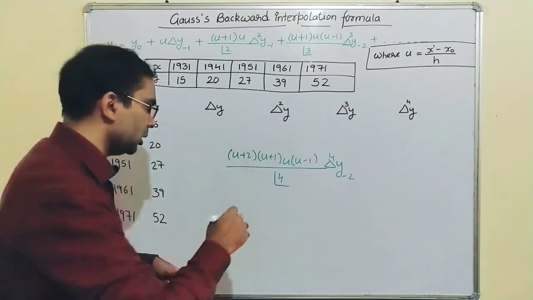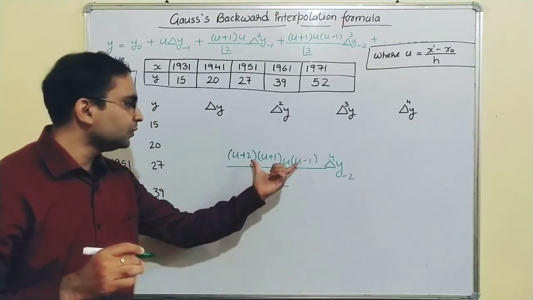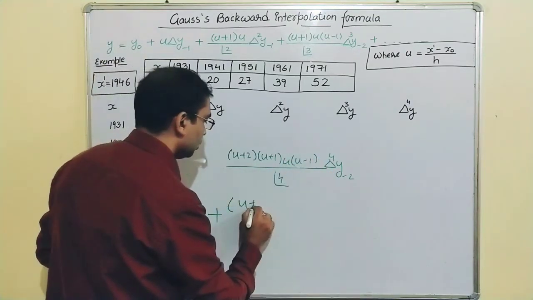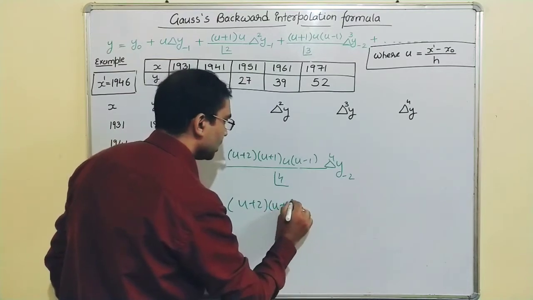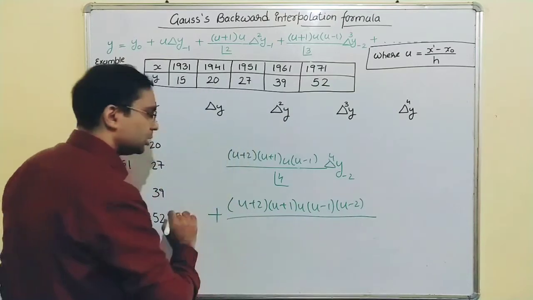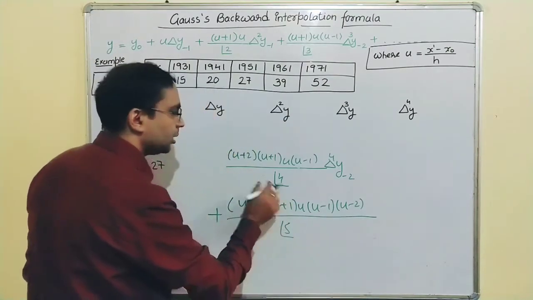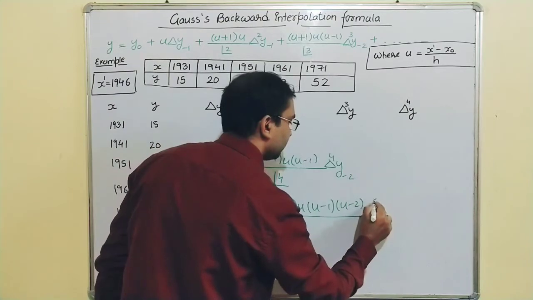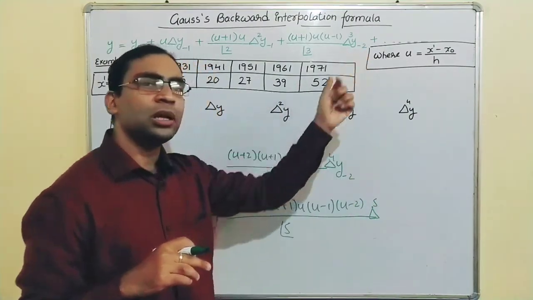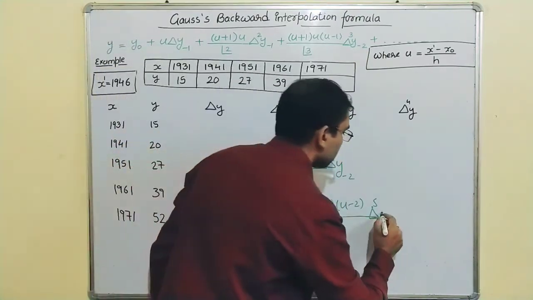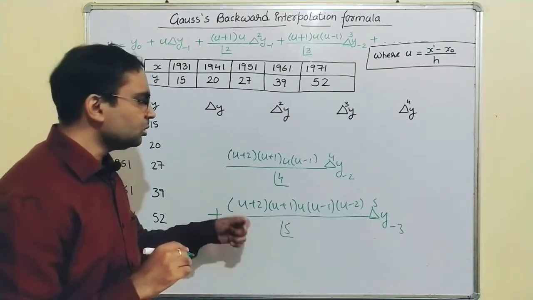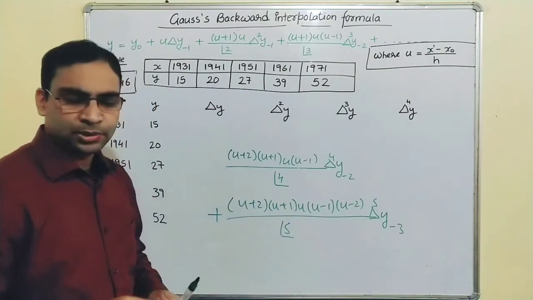Let me write one more term. Just to add one more term, we will take this numerator and add u minus 2 in this. So now this will be u plus 2, u plus 1, u minus 1 and u minus 2. The denominator will be factorial 5 incremented, and del will also be incremented. Now as we can see that we have y minus 2 two times in the formula, this will also increase, and now this will be y minus 3. So this is the next term. In this way we can add as many terms as we want.